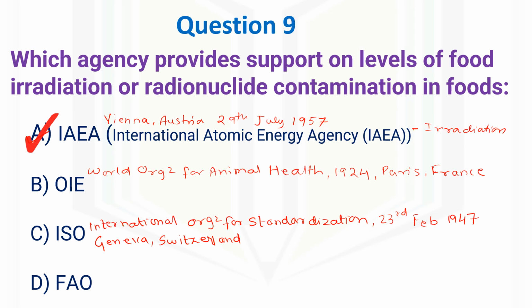The last one is the FAO, that is Food and Agriculture Organization. And this is specially developed by the UN, that is United Nations, and it leads the international efforts to defeat the hunger and improve the nutrition as well as the food security.